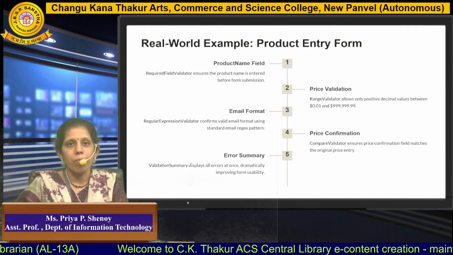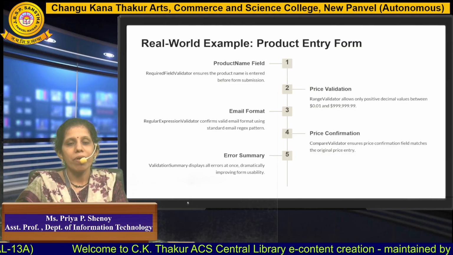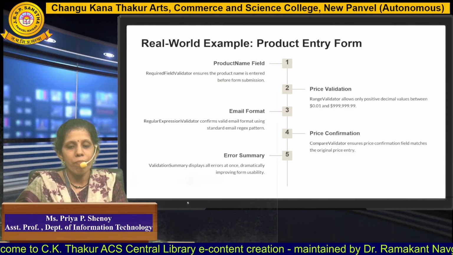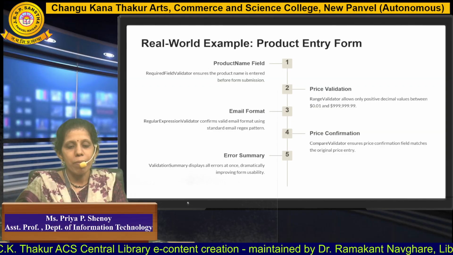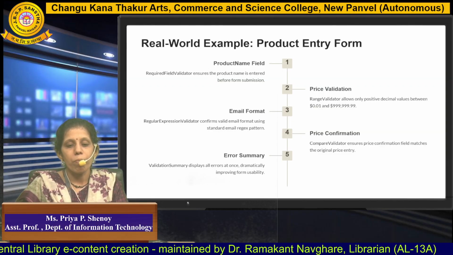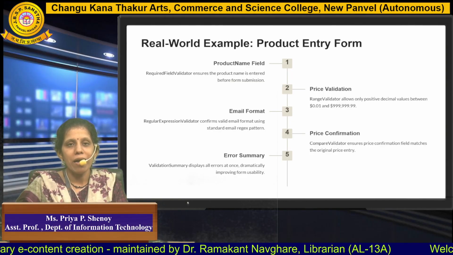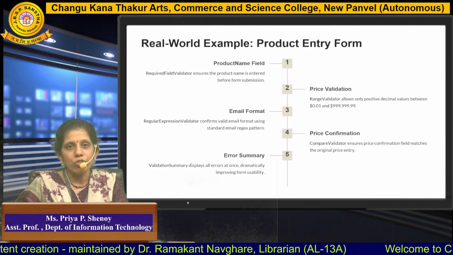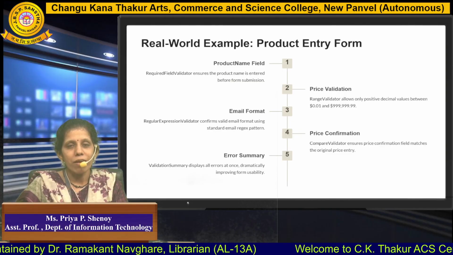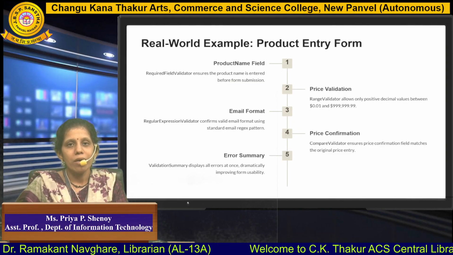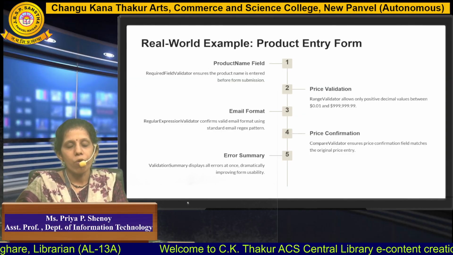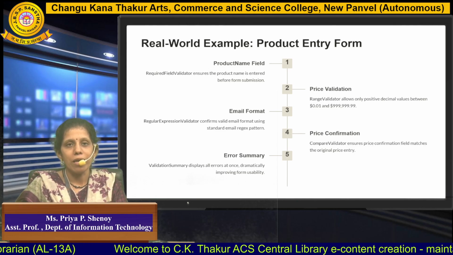Let's consider an example. For example, we are having a product entry form which are having product name, price, email and price confirmation. So in this case, for product name, we can use required field validator, which will ensure that the value is not empty. Then for price validation, we can use range validator, which will ensure that the price that the user have entered is in a particular range only.